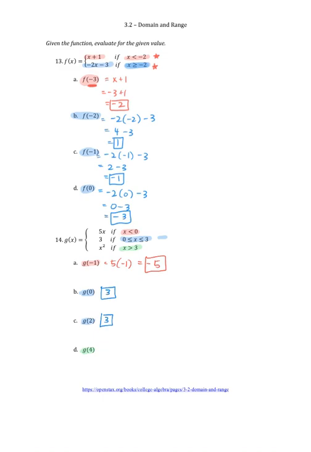And then for part D, we said 4 is greater than 3, so we're using the green. So that's going to be x squared, so 4 squared, which is 16. And that's it for this section.